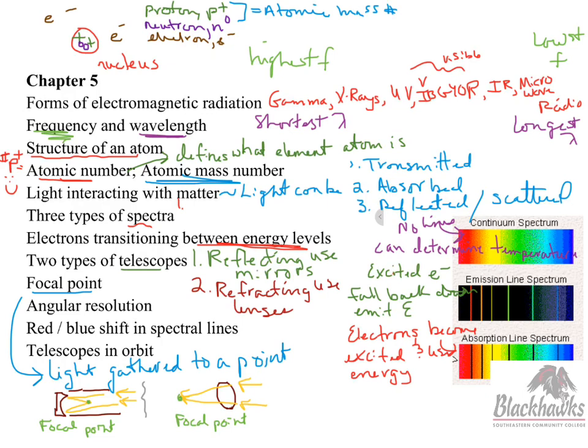One of the things they have in common is they gather the light to a point, and that point is called the focal point. And then the angular resolution of a telescope is talking about your ability, or I put able, to resolve detail.